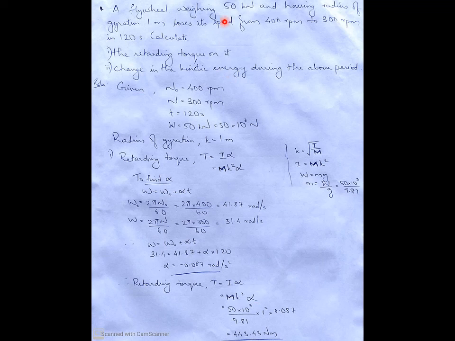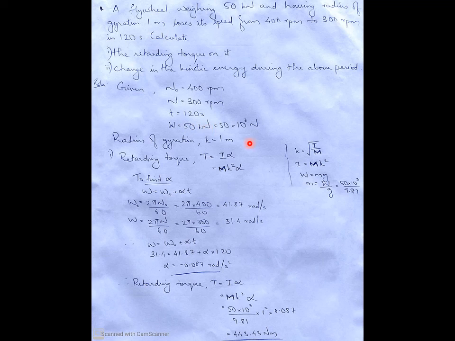Angular acceleration is not given, but instead they have given some other things, like the initial speed, that is omega 0, in terms of 400 rpm. So what is the connection between omega and rpm? It is omega equal to 2 pi n by 60. So let n0 be the initial, so it is 400 rpm. The next thing is 300 rpm. It changes from 400 rpm to 300 rpm. So n equal to 300 rpm, which is final rotations per minute. Time is given as 120 seconds. The weight is also given, which is 50 kilonewton.